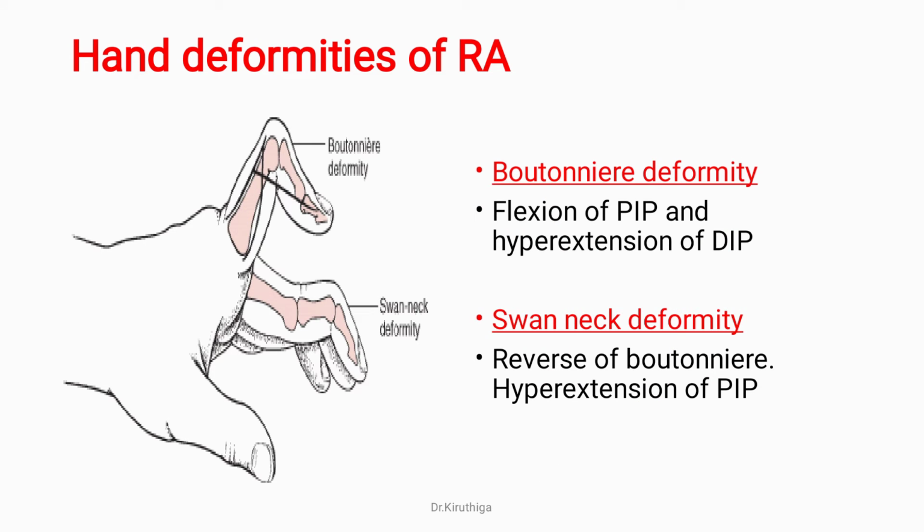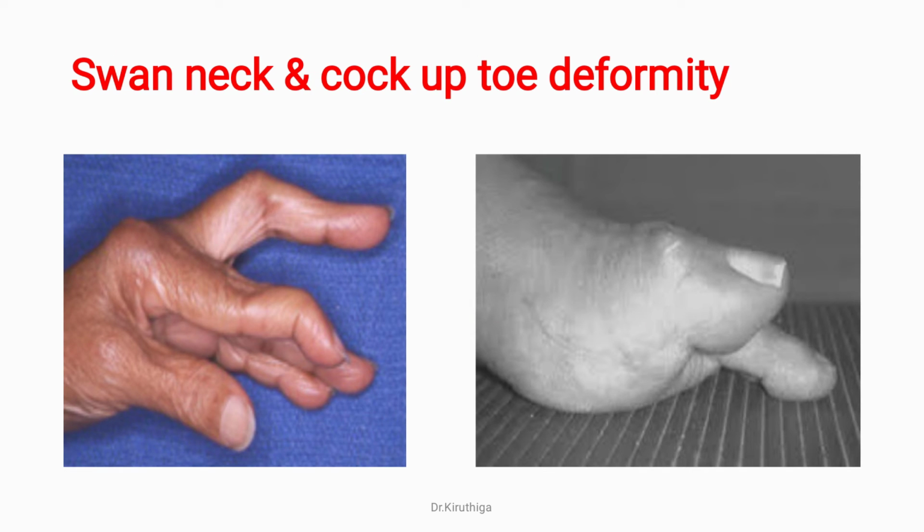There are some deformities which are classical to rheumatoid arthritis, and they help to diagnose it. One is buttonhole deformity. There is flexion of the proximal interphalangeal joint and this leads to hyperextension of the distal interphalangeal joint. The reverse of it is called swan neck deformity. What we have to remember is that in swan neck deformity, there is hyperextension of the proximal interphalangeal joint. And there is another deformity called cock-up toe deformity. It occurs due to dorsal subluxation of the toes.